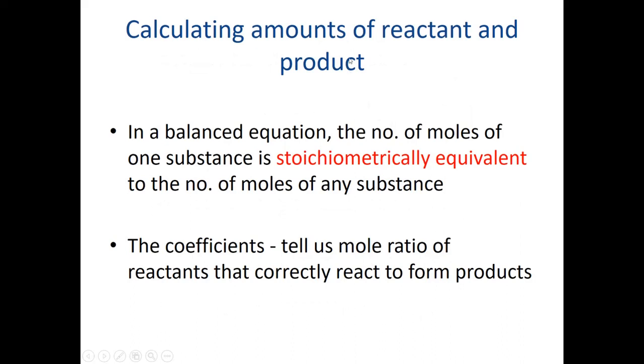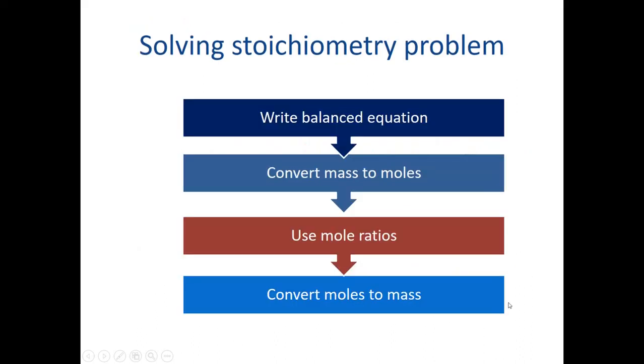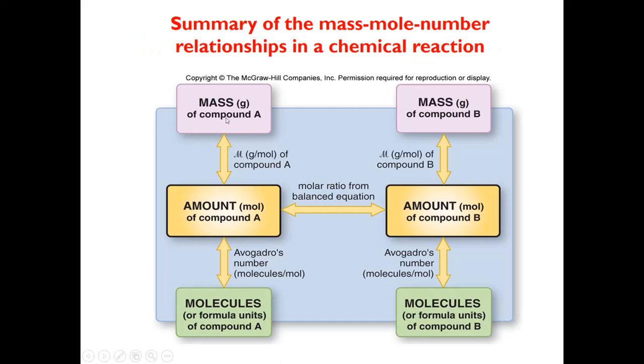And we continue to calculate the amount of reactant and product. In a balanced equation, the number of moles of one substance is stoichiometrically equivalent to the number of moles of any substance. And the coefficient tells us the mole ratio of reactants that correctly react to form product. So how to solve a stoichiometry problem? First, you need to write down the balanced equation. After that, you need to convert mass to mole. Then you need to use the mole ratio. After that, you need to convert mole to mass. And here the mass is converted to the amount, and molecule. Mass to amount or amount to molecule, you can use the Avogadro number here.